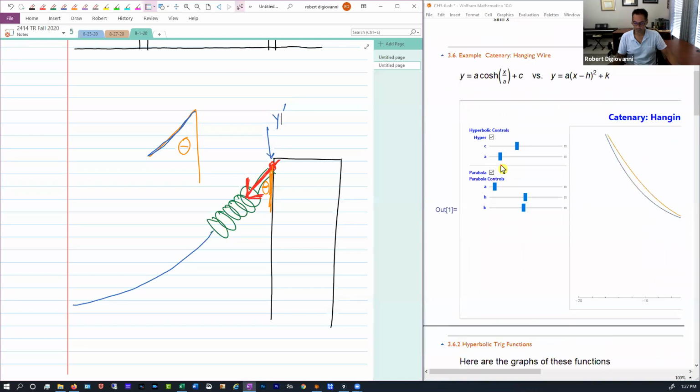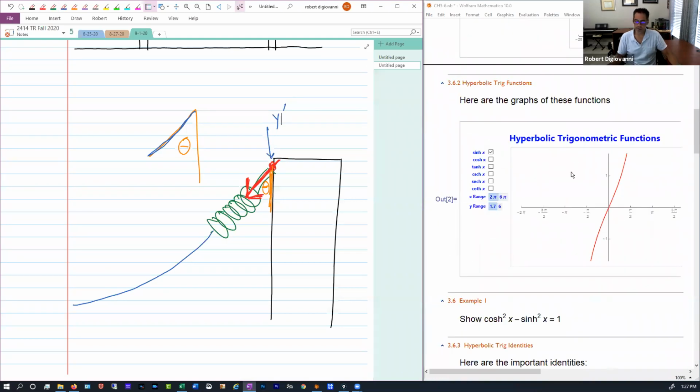Okay, let's move on. I've already shown you this. That's what sine hyperbolic looks like. This is what cosine hyperbolic looks like. Tangent hyperbolic, cosecant hyperbolic, secant hyperbolic, cotangent hyperbolic.